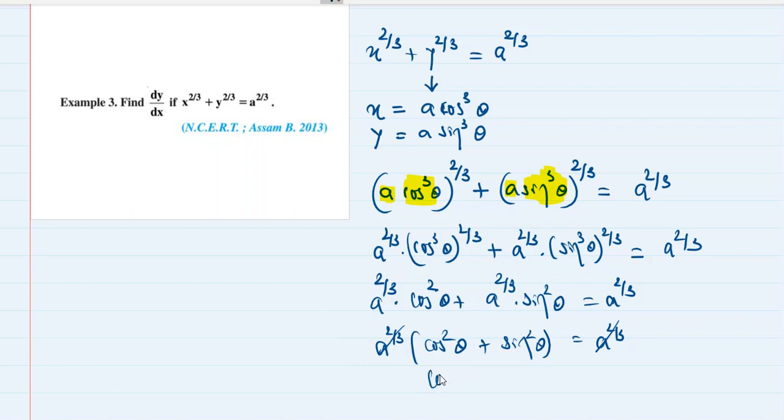Yes, so we get cos square theta plus sine square theta is equal to 1, which is true. So our substitution of x and y are absolutely correct. So now we have got two parametric equations of x and y in terms of theta, which we can differentiate and find dy by dx.